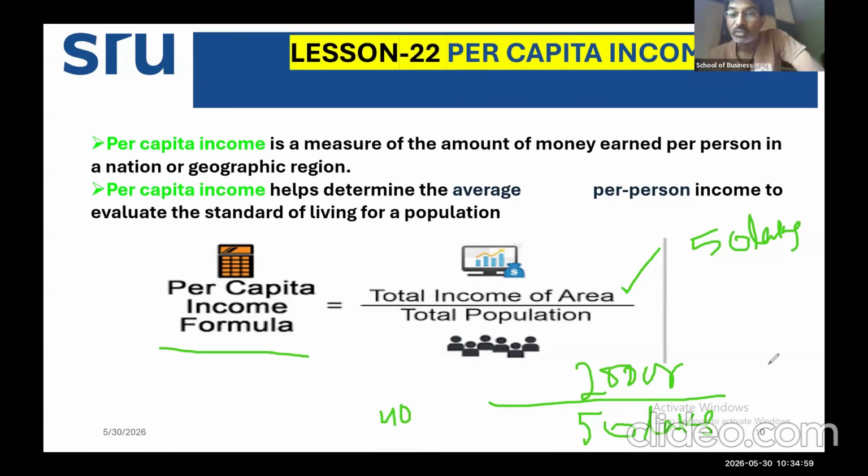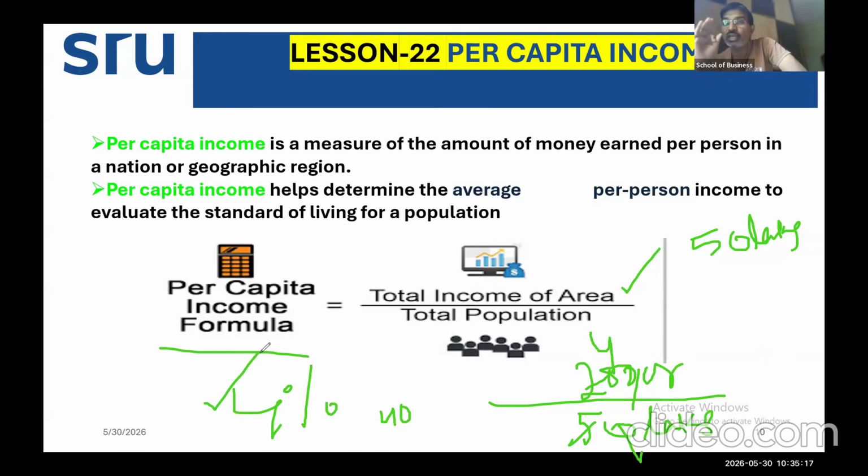Now, what is the per capita income? The per capita income of that particular region is 4%. 4% means out of the 50 lakh people who are living in that area, the per capita income is 4%.